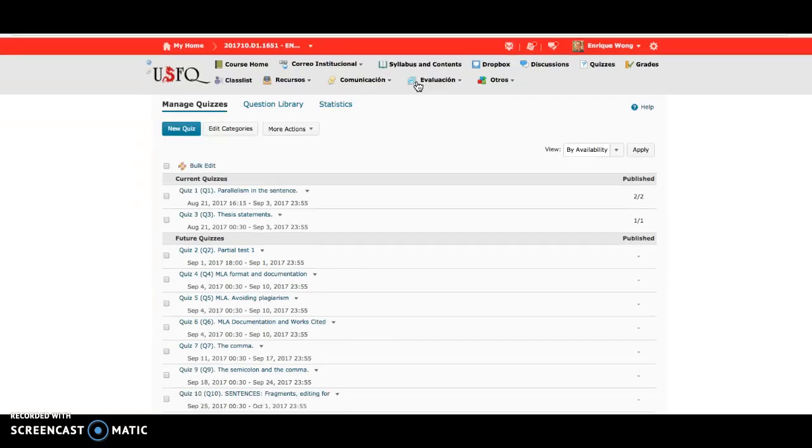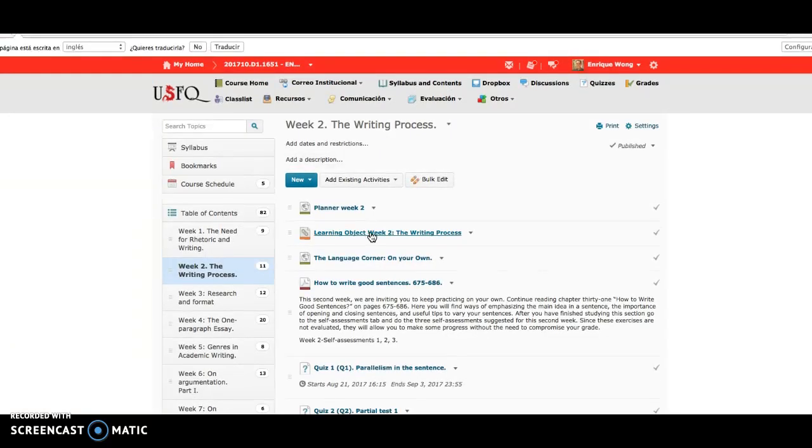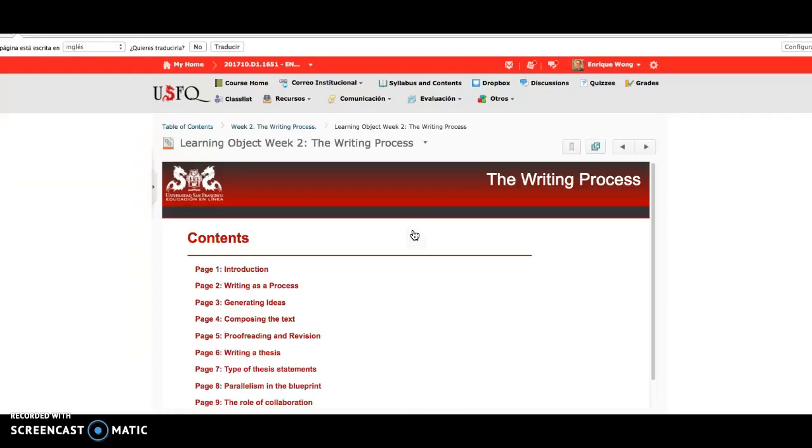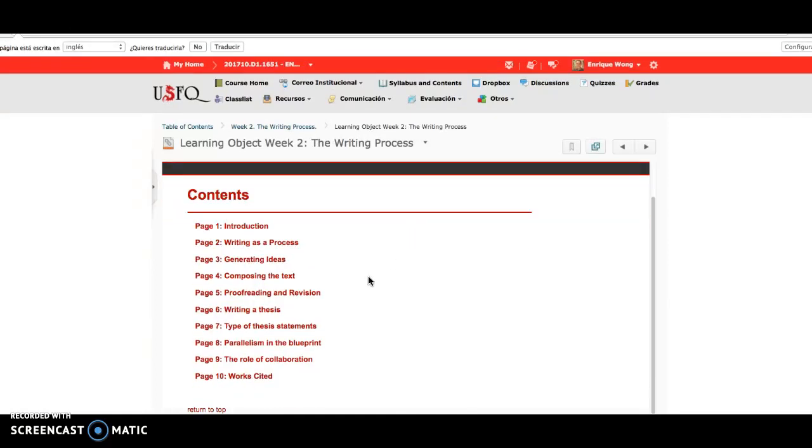This second week it is very important that you pay attention to the learning object, the writing process. Because here in the learning object of the week, you will find information about the thesis statement. This is the only place where you find information about the thesis statement, not in your book. So you have to study for the partial test from the material that I gave you here.